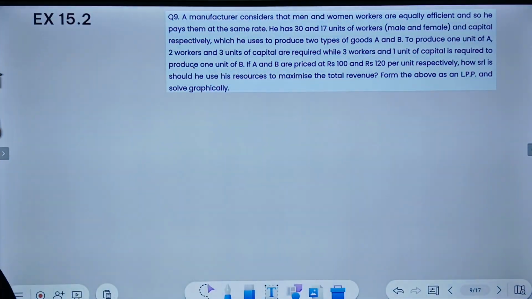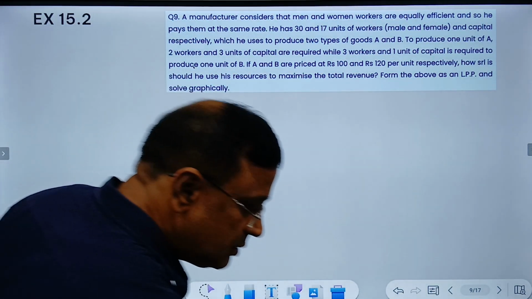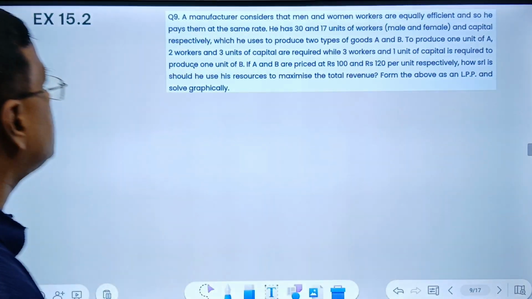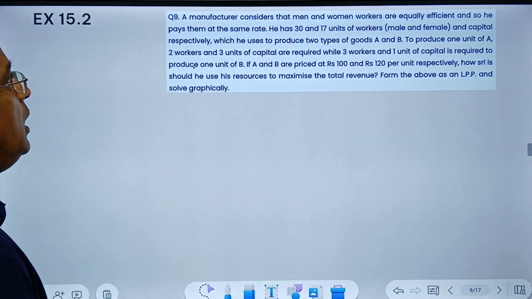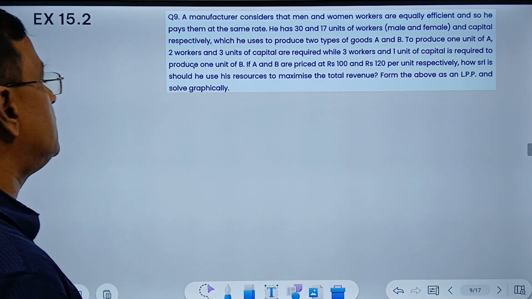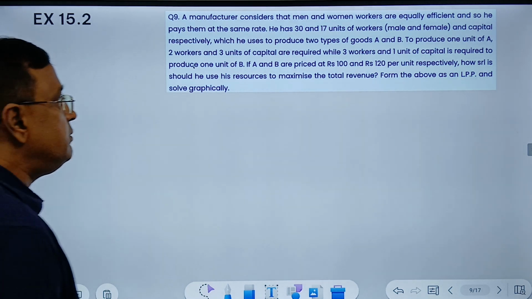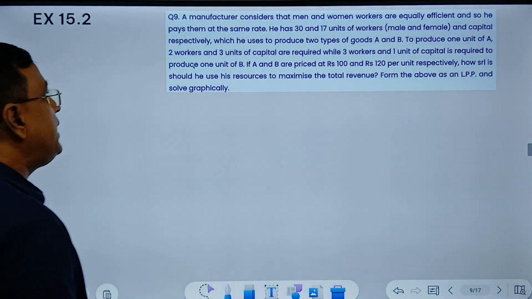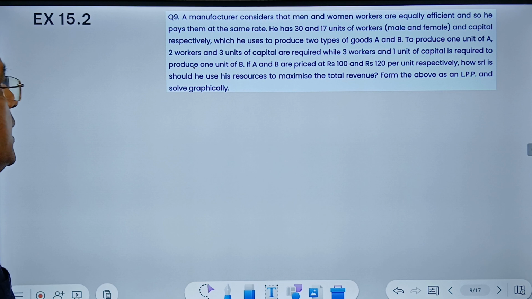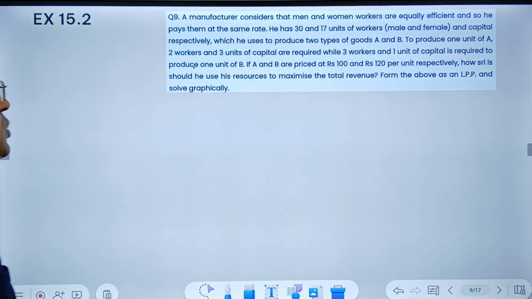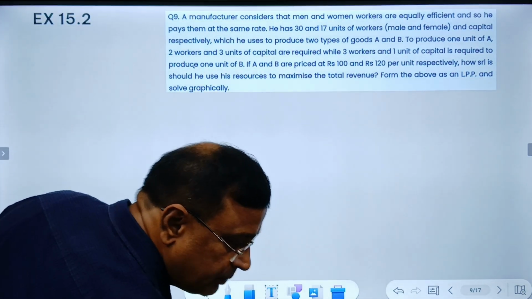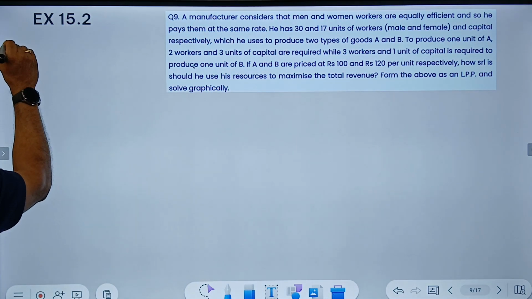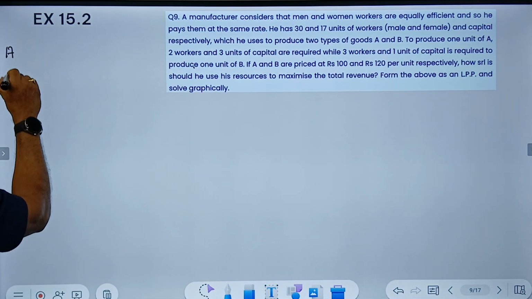What is the question? A manufacturer considers that men and women workers are equally efficient, and so he pays them at the same rate. He has 30 and 70 units of workers and capital respectively. He has 30 units of worker and 70 units of capital, which he uses to produce 2 types of goods. What are the 2 types of goods? The 2 types of goods are A and B.